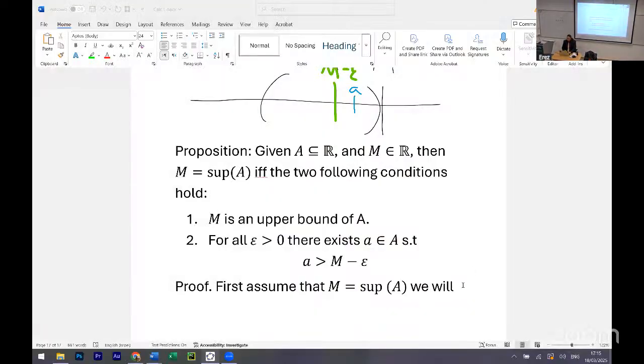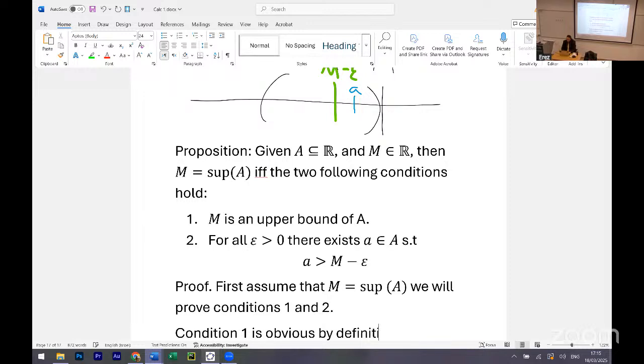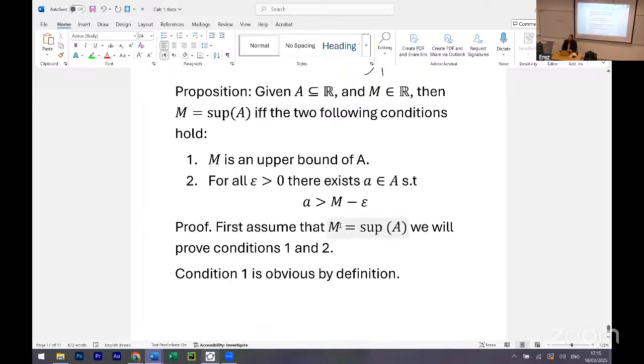So first we assume that M is the supremum of the set, and we will prove conditions 1 and 2. Condition 1 is obvious by definition. I'm given that M is the supremum of the set, then obviously it is an upper bound, because the supremum is the lowest upper bound of A.